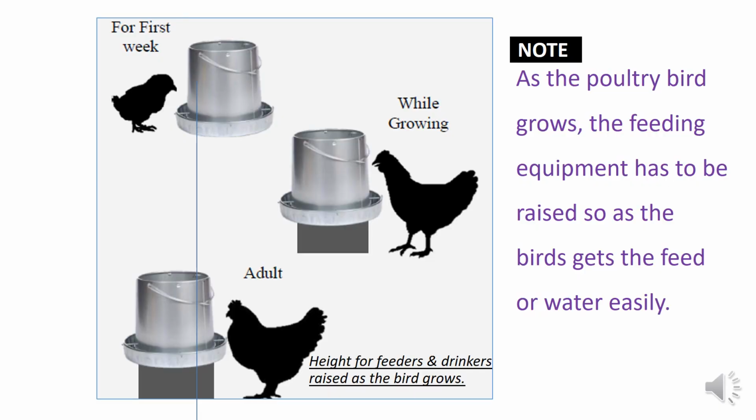As the bird grows or increases in size or height, we also increase the size of either the feeder or the drinker. We see that as the bird is still young, the height will always be at the crop size. And as the bird grows, we shall increase it to the back height. That enables the bird to pick the feeds and water easily.